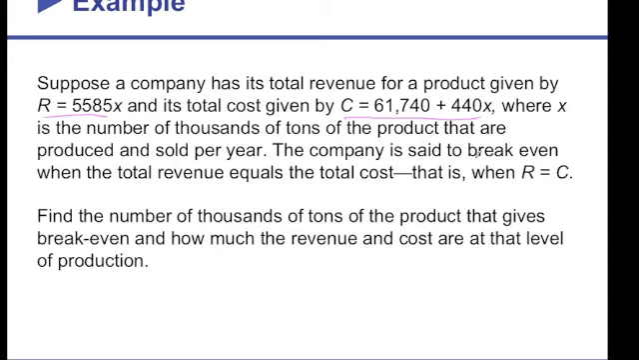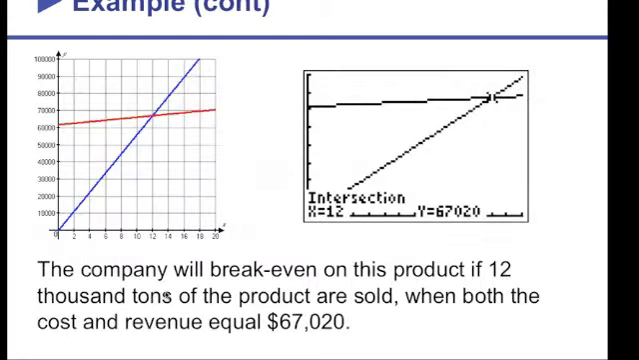A company is said to break even when the total revenue equals the total cost, that is, the revenue equals cost. Find the number of thousands of tons of this product that give break even and how much the revenue and costs are for that level of production. We will solve this equation graphically. And what we'll do for that is the break-even of this product.